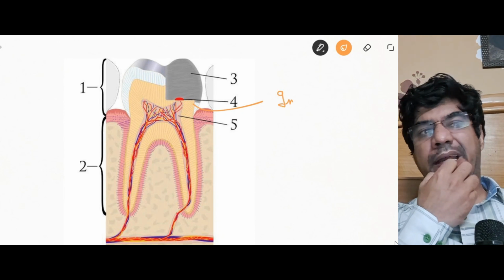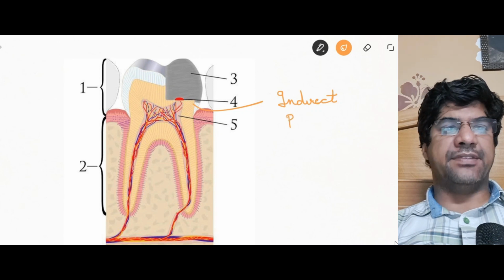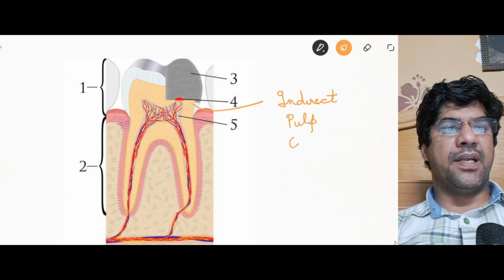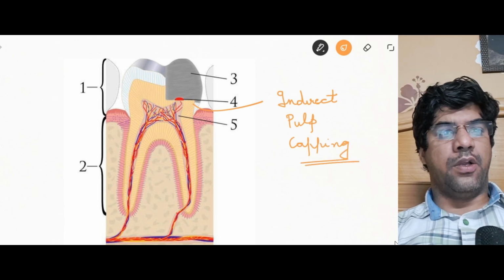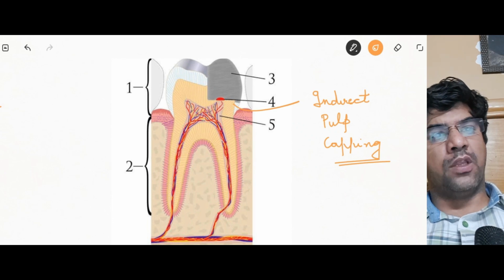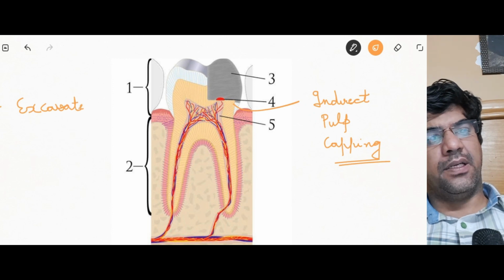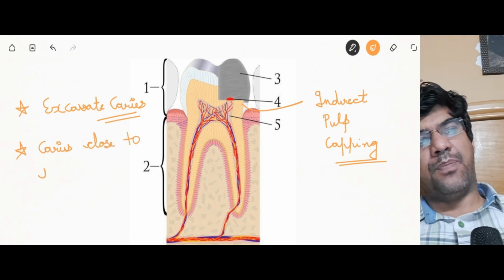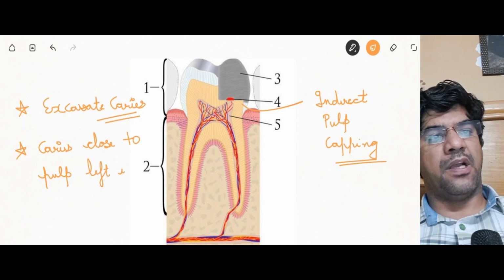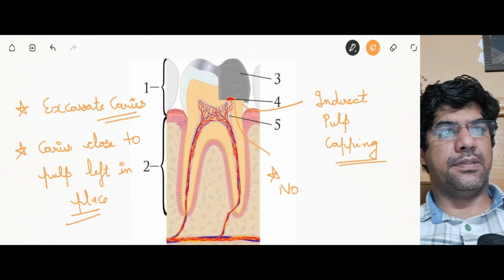What you can do is the indirect pulp capping. Indirect pulp capping is a procedure that is performed in a tooth with a deep carious lesion. What you will do is remove all the infected carious dentine, leaving behind the softened carious dentine adjacent to the pulp. The caries near the pulp is left in place to avoid pulpal exposure, and the preparation is covered with a biocompatible material.